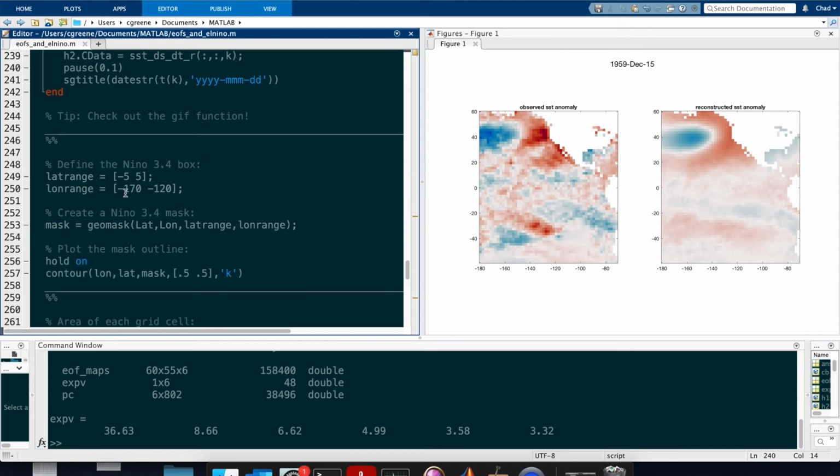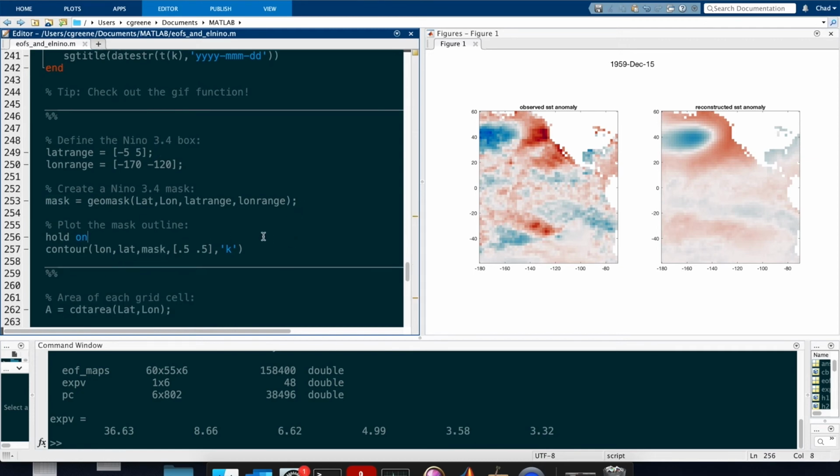All right, so we're talking about EOFs, but how does this relate to El Niño? There are a few different ways to define El Niño, and one common way is to look at sea surface temperatures in this range of latitude and longitude, between plus or minus 5 degrees latitude, and from about 170 west to 120 west. So what we can do is create a mask using the geomask function, which will make all the values true for grid cells that are within this range. And then we'll contour this mask just to give an idea of the area that we're looking at.